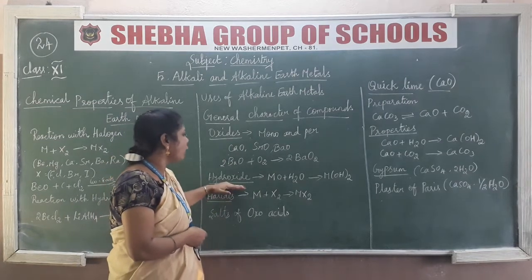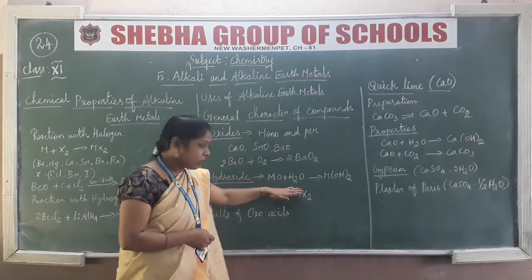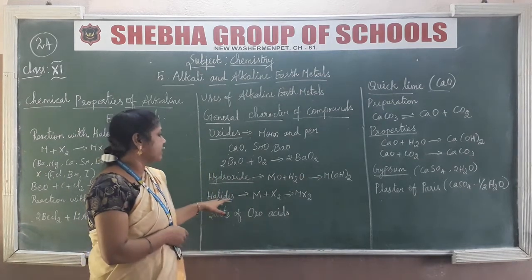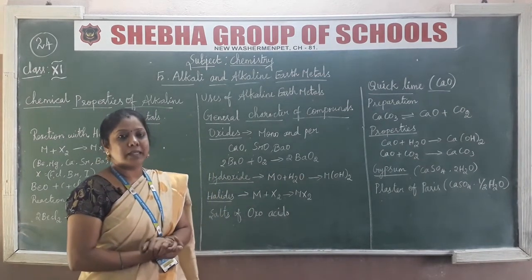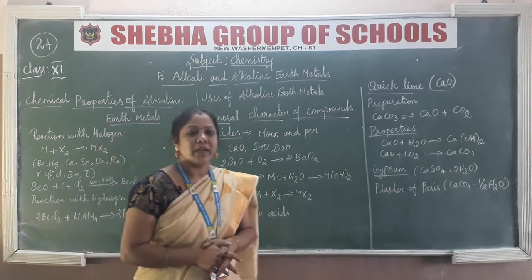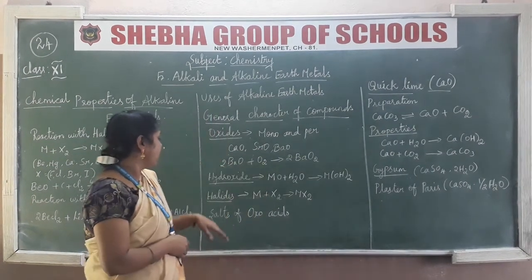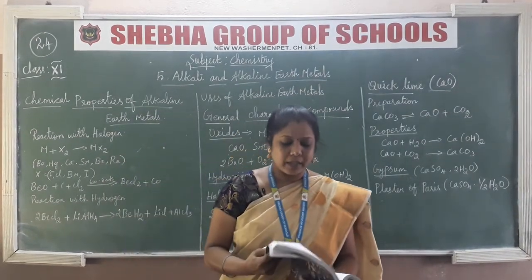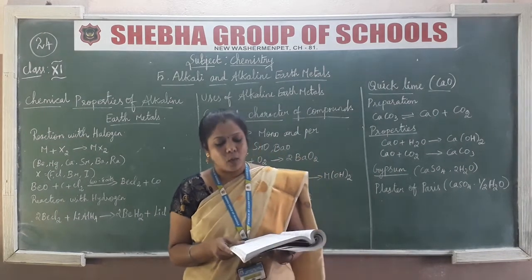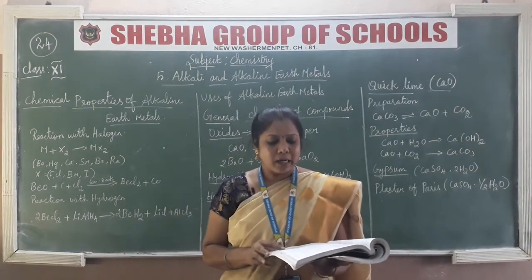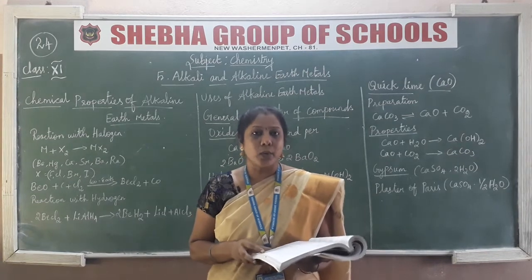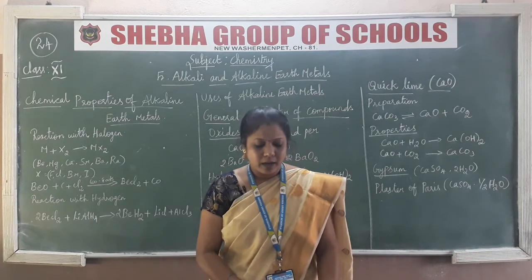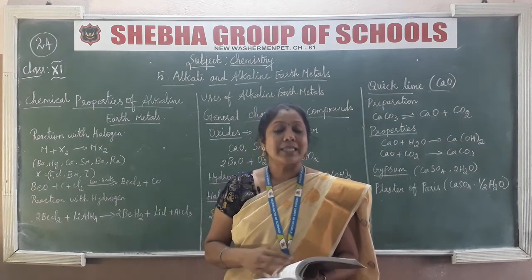For the hydroxides, the metal oxide reacts with water molecules, and we get metal hydroxides. And halides, you know very well: they react with the metals and we get metal halides. And salts of oxo acids, which are an important thing. Carbonates are one of the oxo acids. When metal carbonates are heated, they decompose and we get the metal oxide along with carbon dioxide. The same goes for the sulfates.